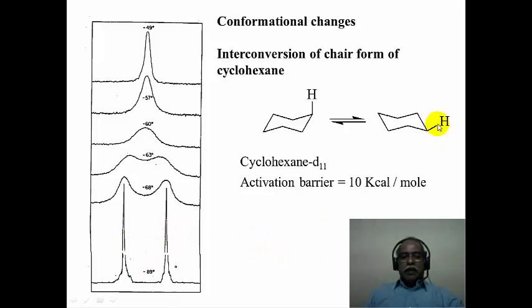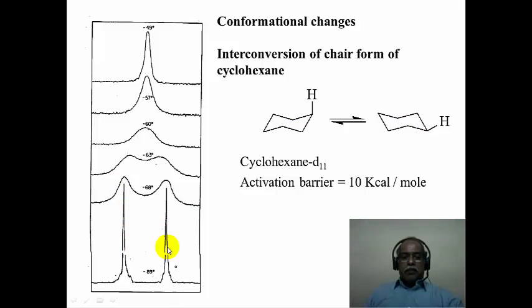Now at this particular temperature, the interconversion of the two states is so slow that NMR is able to distinguish this particular conformer as the axial conformer and this particular conformer as the equatorial hydrogen conformer corresponding to the two states. Actually, there is no energy difference between the two states. The axial and the equatorial are essentially the same chair conformation. So they should exist in equal population of 1:1 ratio.